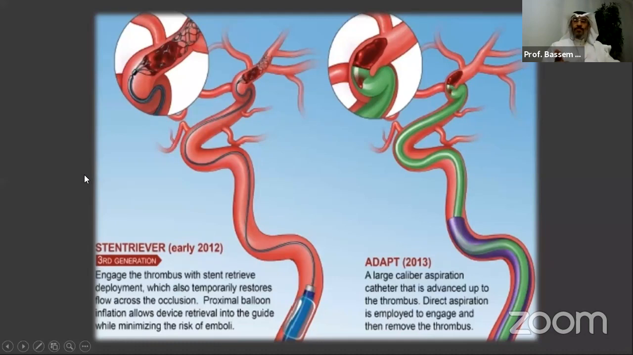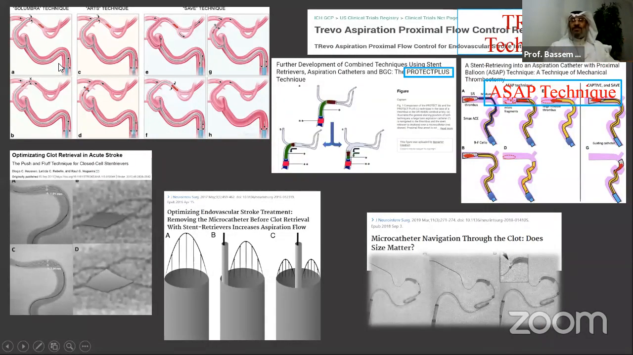Now, later, a lot of variations came on with different names. Sometimes for me, it is very confusing, like Solumbra, ARTS, SAVE, Trap, ASAP, Protect Plus, but they are all just names. They all come down to whether you use a stent retriever alone, you use a large caliber for aspiration alone, or you combine both together, in the presence or the absence of a balloon guiding catheter.